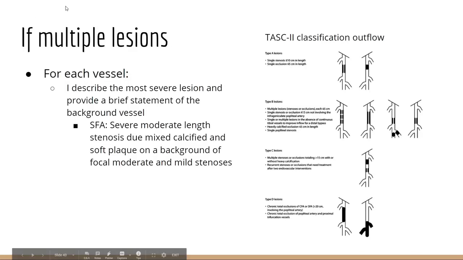Again, I'll reinforce this. I just mentioned it, but if there are multiple lesions, I'll describe in detail the most severe lesion and then provide a brief statement of the background vessel. Essentially just as I described, and that provides a nice picture and can hint at a TASC classification lesion, which again guides management. I'm not going to go over the TASC 2 classification because none of you are writing your exams, and I don't want to take up too much time.